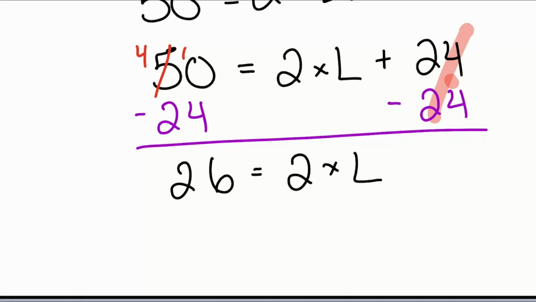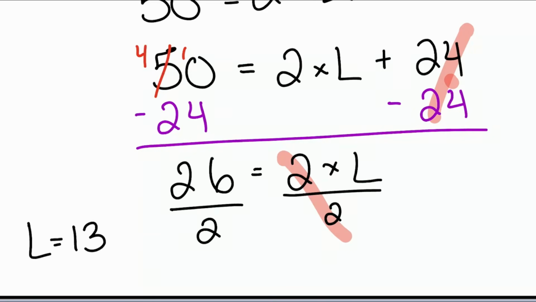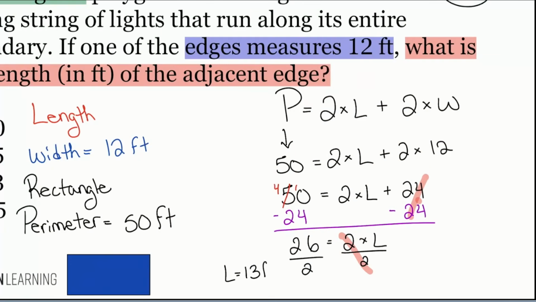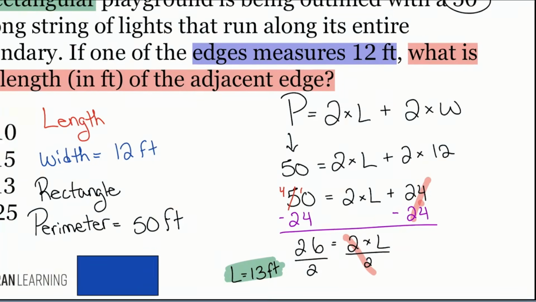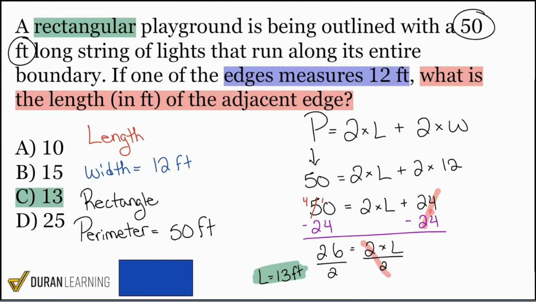And we're going to go ahead and divide by 2. And that's it. Right on. So with that said, divide by 2 on both sides. Nice and easy. Cancels out on the right. 26 divided by 2 is 13. And we are all good. So with that, length equals 13. 13 feet to be exact. And we are all set. Answer choice is C. And there we are.